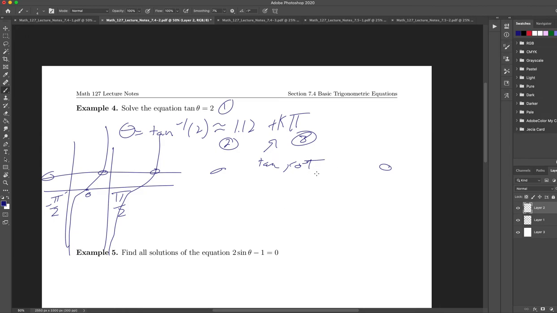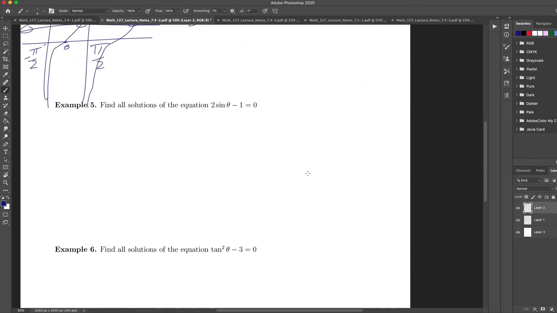I'll show you where it can get a little more complicated than that, but let's go to the next one. Here, I do not have this as a tangent value, so I'm going to solve for it. So we're going to do 2 sine of theta. I'm going to move my 1 over, so I get positive 1, and then sine of theta equals a half. Notice we've already solved this, so this is the same as before.